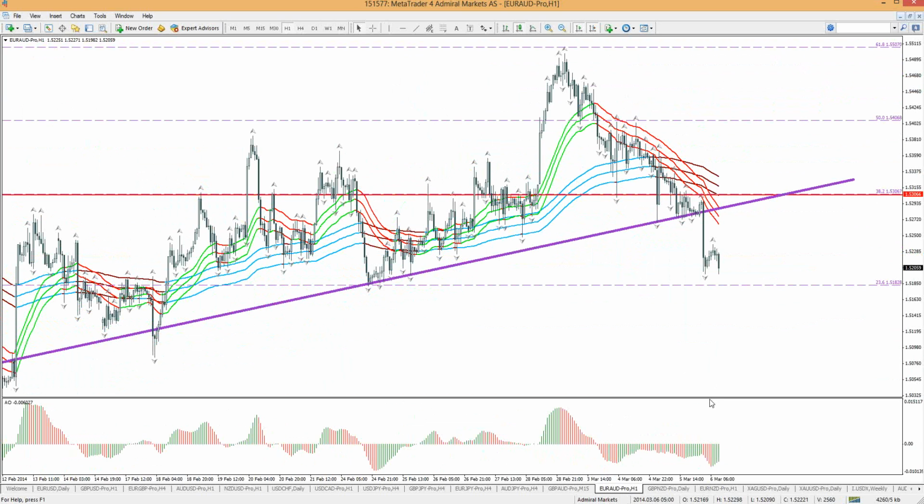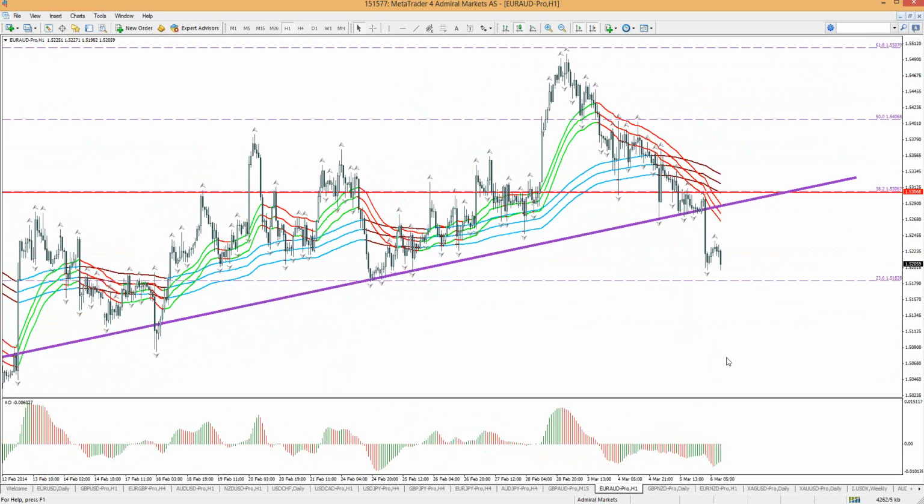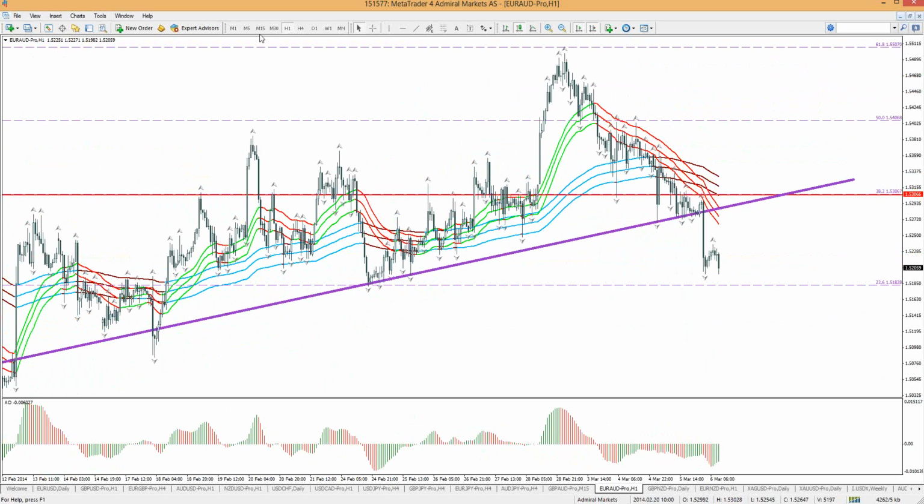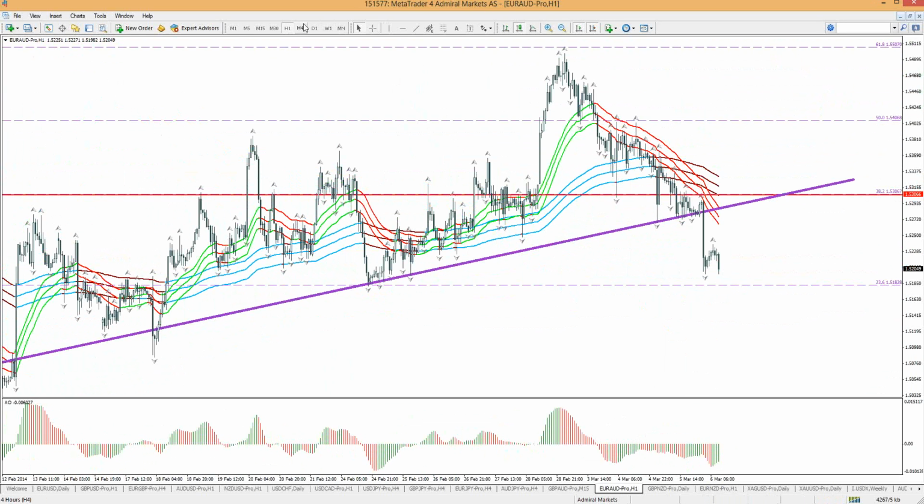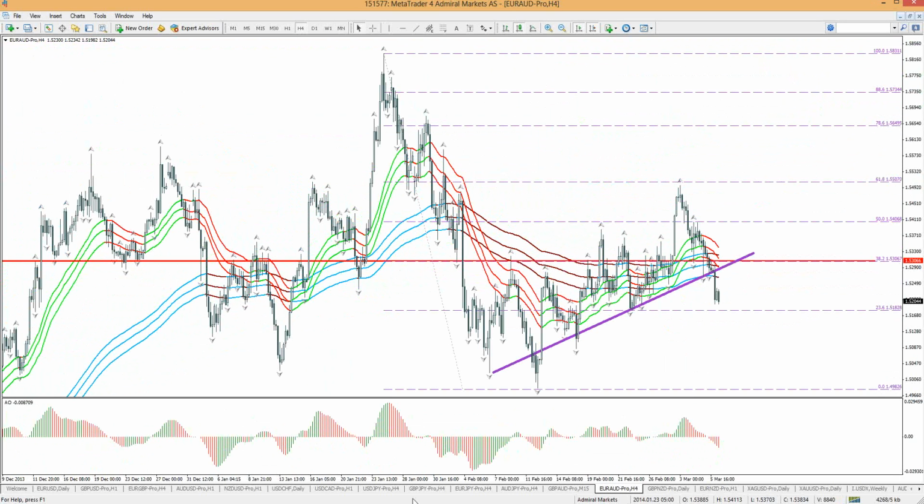Alrighty, folks. Just taking a last look at the euro odd here, seeing if I want to add anything. Not at the moment. Could be interesting in the upcoming days. Other than that, let's take a look at the dollar yen. Dollar yen is right at the resistance.